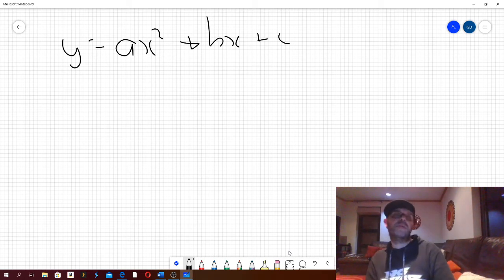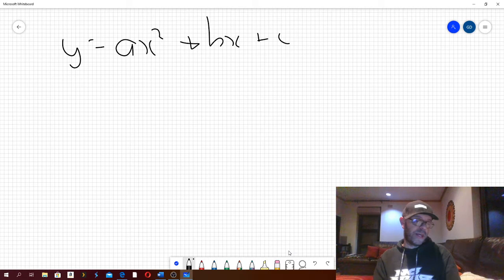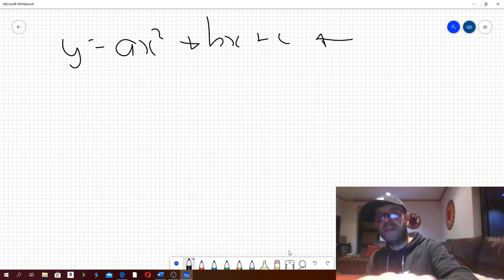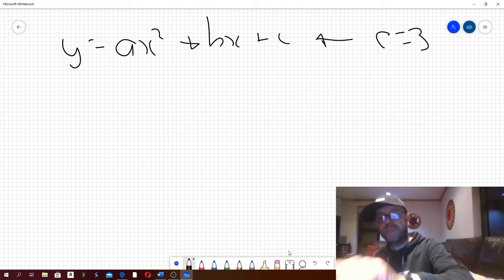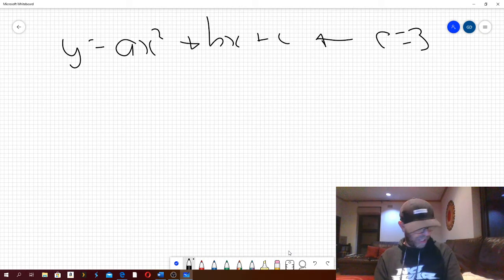Well, firstly, if I substitute the point 0, 3 in, okay, 0 is the x value, I'm left with y is equal to c, and obviously that y is 3, so the c must be equal to 3. So the point is very quickly identified that c equals 3. I also know that there's the point 1, 2 at which there's a stationary point.